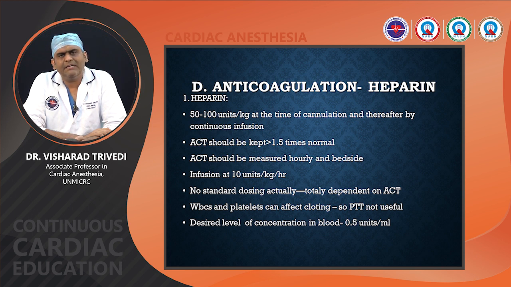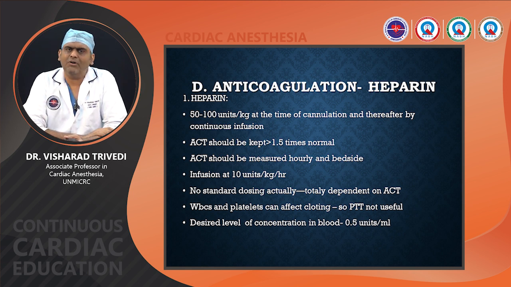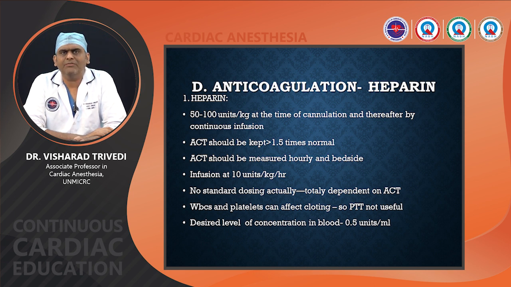You can maintain the anticoagulation with regard to the ACT or APTT. ACT should be kept at 1.5 times normal, or roughly around 180 to 200. ACT should be measured at the bedside every 2 hours. Infusion of heparin should be kept at 10 units per kg per hour, and adjusted depending on the ACT changes.